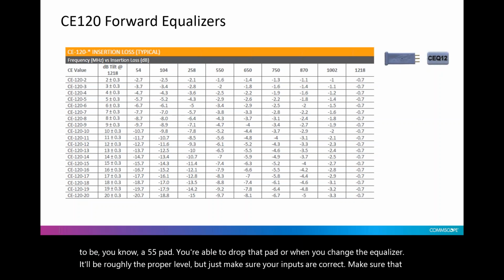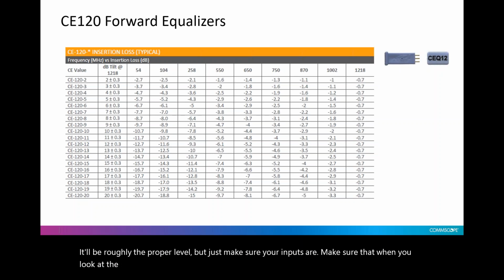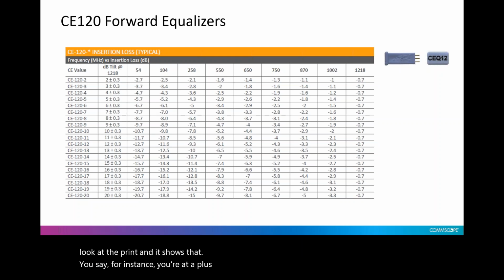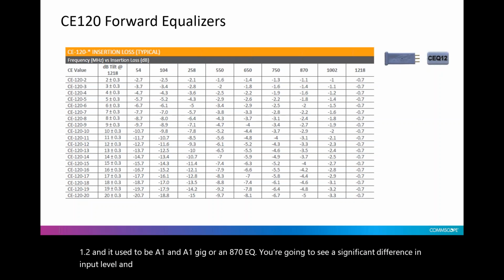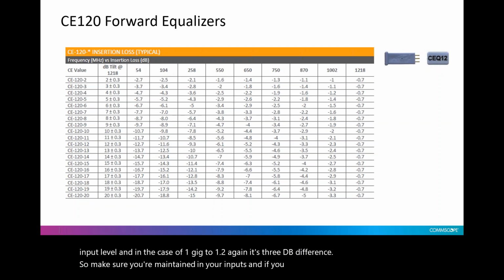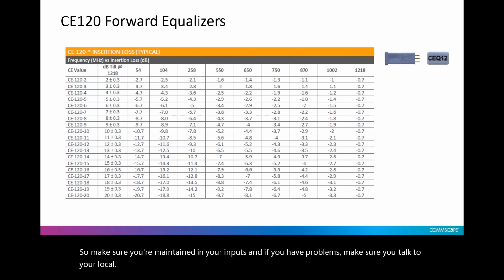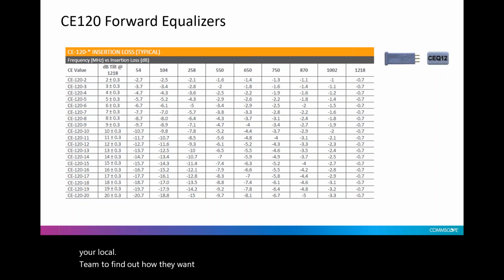Make sure that when you look at the print and it shows that you're, say for instance, a +2 right now, and you drop in a 14 EQ 1.2, and it used to be a 1 gig or an 870 EQ, you're going to see a significant difference in input level. And in the case of a 1 gig to a 1.2, again, it's a 3 dB difference. So make sure you're maintaining your inputs, and if you have problems, make sure you talk to your local team to find out how they want to rectify that.